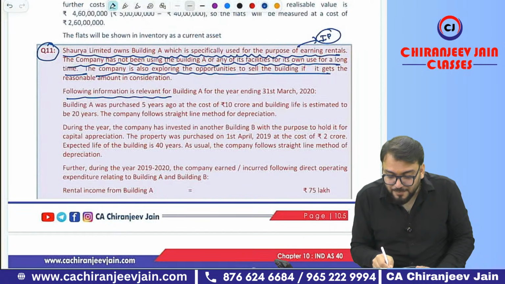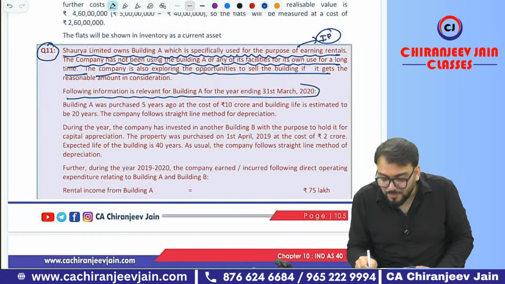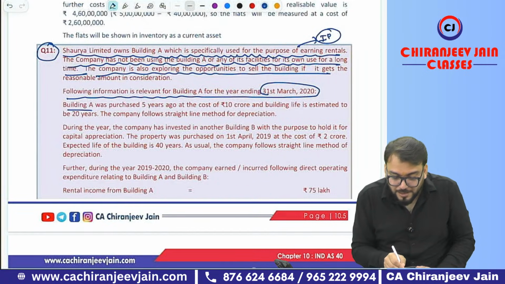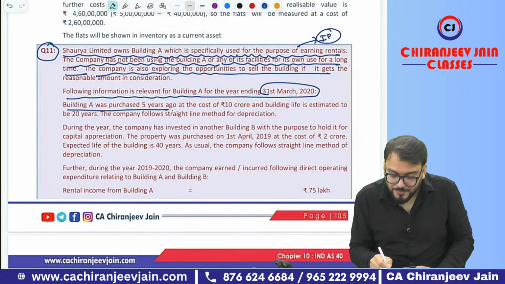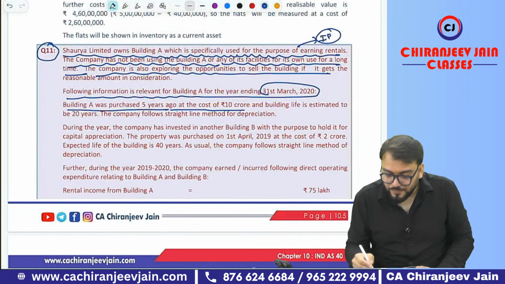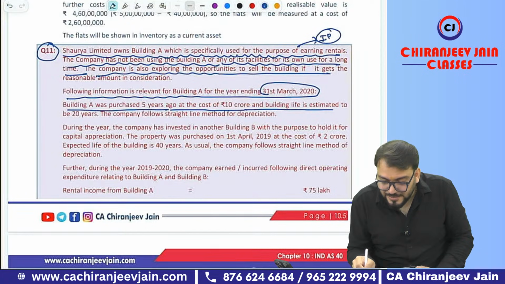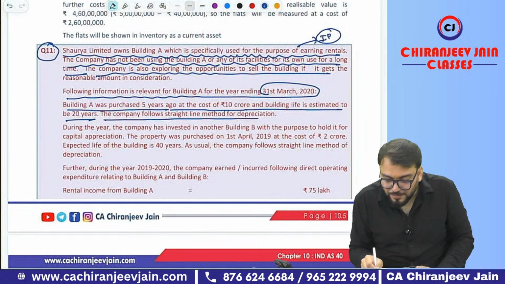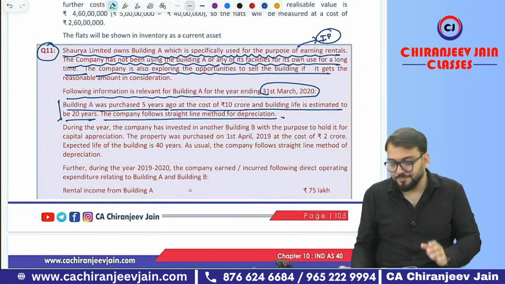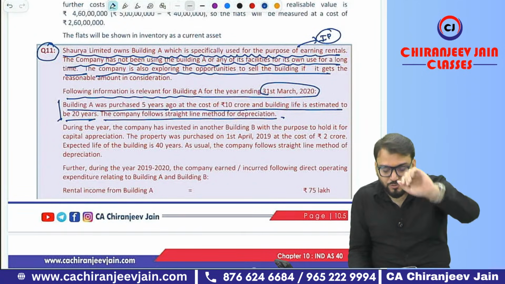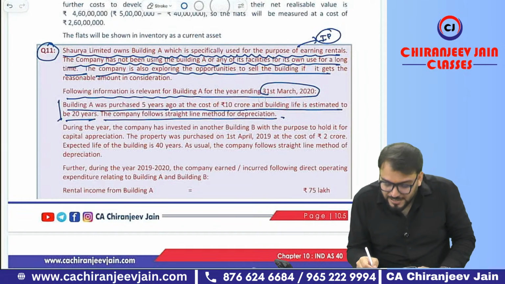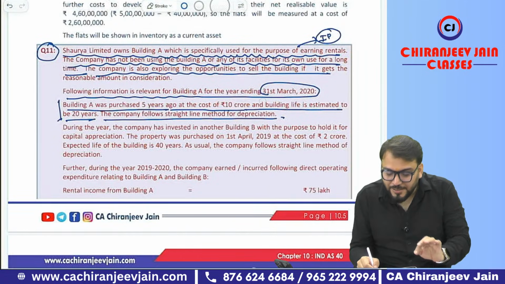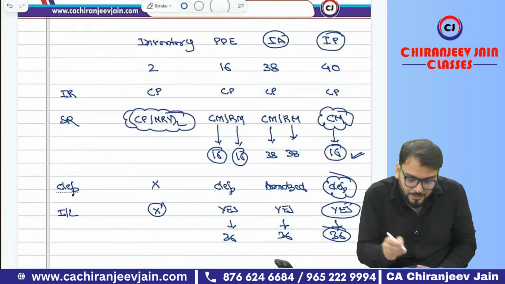The following information is relevant for building A for the year ended 31st March 2020. Building A was purchased 5 years ago at a cost of 10 crore and the building life is estimated to be 20 years. The company follows the straight line method of depreciation. Here only one doubt will come. The information has been given as on year end 31st March 2020. What is the doubt?